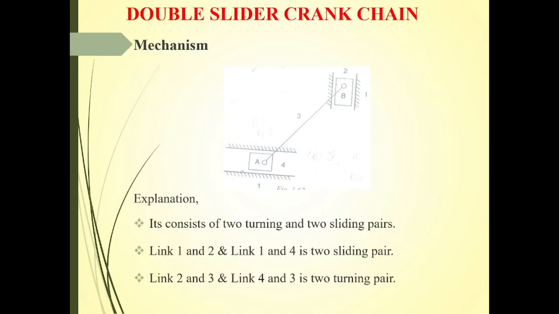Next one is the double slider crank mechanism. First we saw the four bar chain mechanism, number 2 the single slider crank mechanism, number 3 the double slider crank mechanism. Here the double slider crank mechanism consists of two turning pairs and two sliding pairs. The elements are: number 1 is the frame, number 2 is a slider, 4 is another slider, and 3 is the only rotating element.